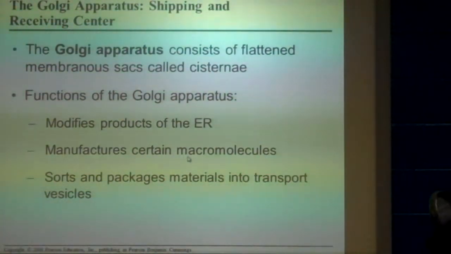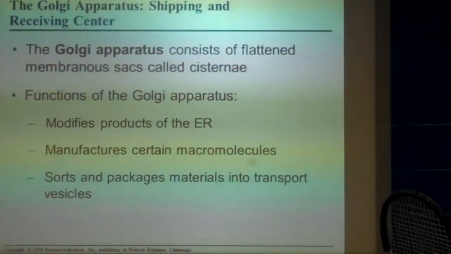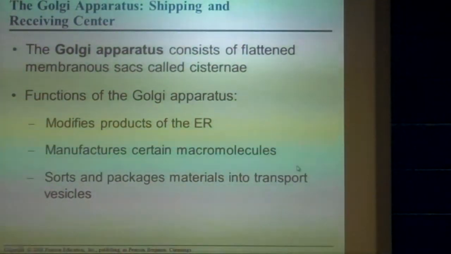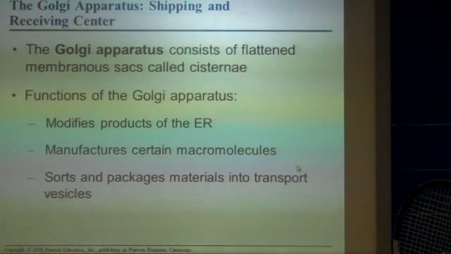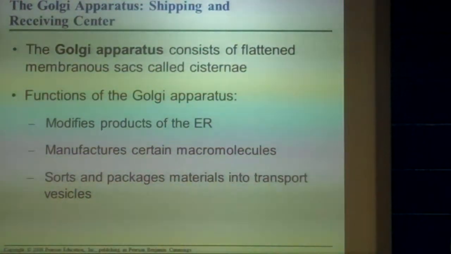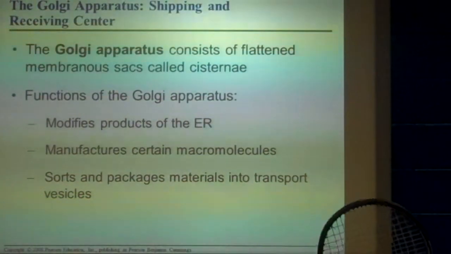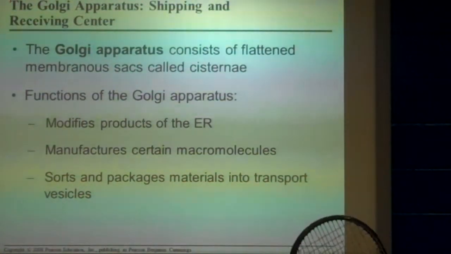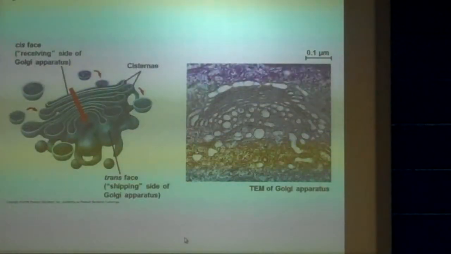Well, it makes certain macromolecules, but you don't need to know the specifics of that. Macromolecules are proteins, lipids, carbohydrates, so they have to be assembled somewhere. So sometimes that's going to occur in the Golgi apparatus. You don't have to know every single thing about this stuff, though. Just know the main stuff.